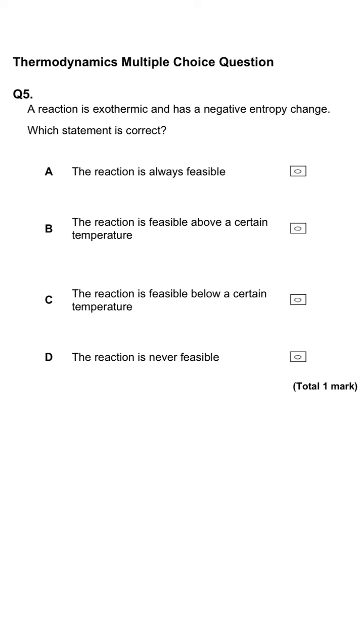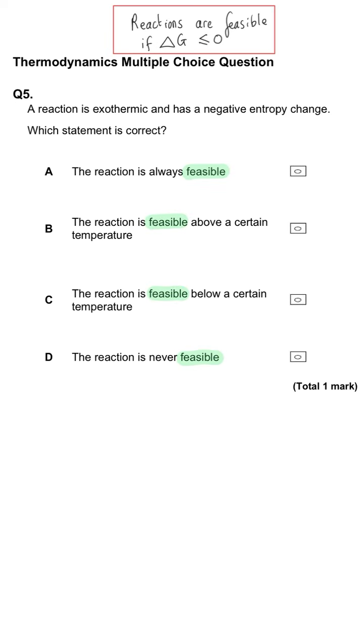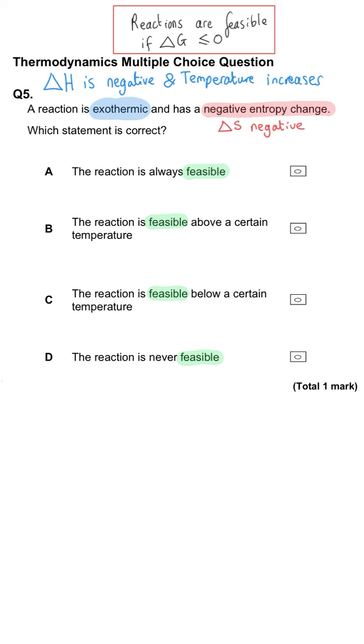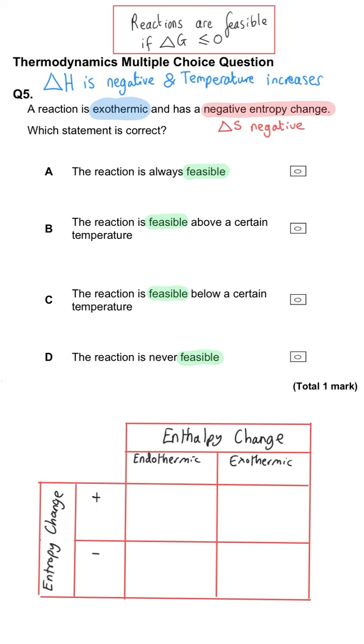This question is all about the feasibility of reactions when you've got an exothermic reaction with a negative entropy change. The table I've drawn will be a shortcut to working out the feasibility of a reaction. When there is a positive entropy change, this will be a yes, the reaction ought to be feasible from that point of view. So we can put a tick in each of these two boxes. A negative entropy change, though, suggests the answer will be no, it will not be feasible. So we can put a cross in these other two.